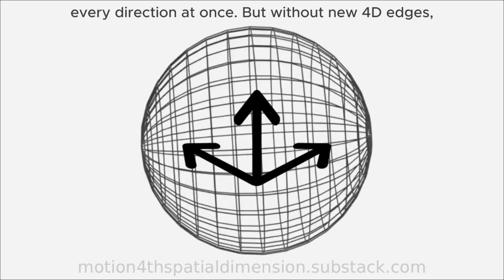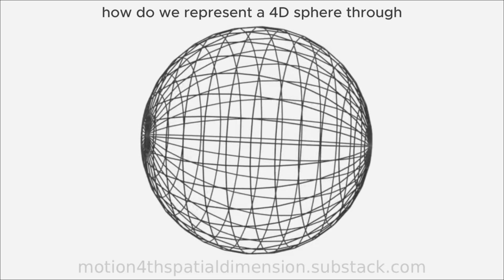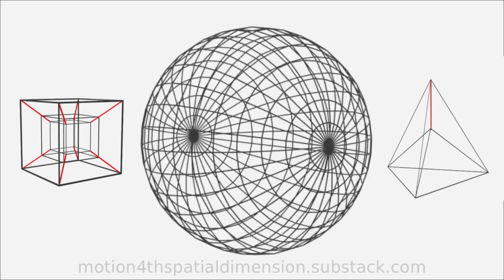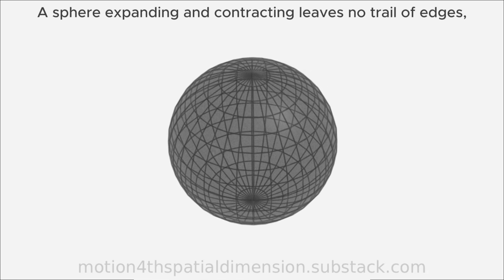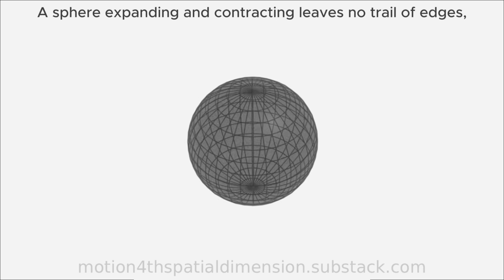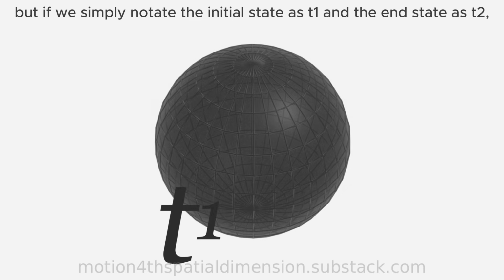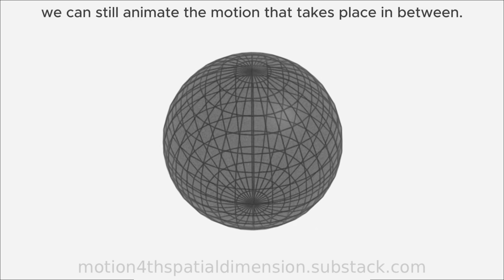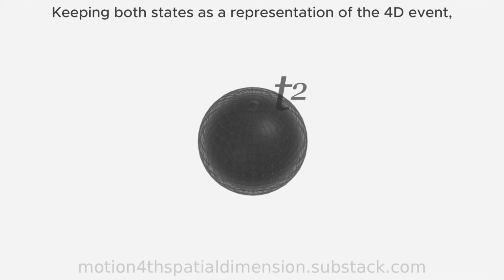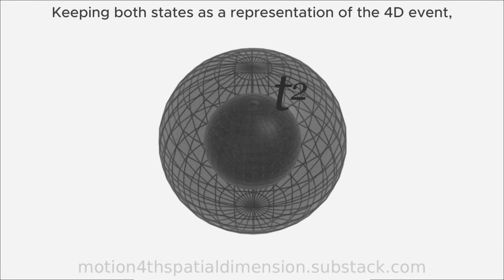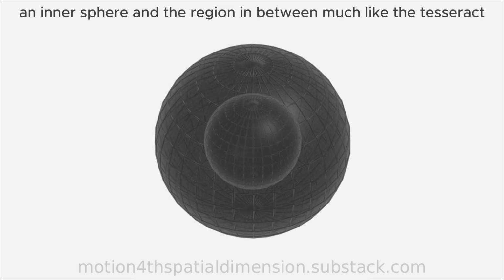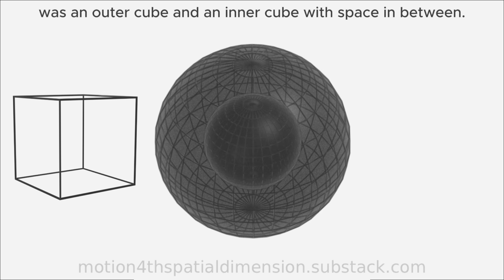But without new 4D edges, how do we represent a 4D sphere through a 3D spacetime map, like the tesseract and pentatope? A sphere expanding and contracting leaves no trail of edges, but if we simply notate the initial state as T1 and the end state as T2, we can still animate the motion that takes place in between. Keeping both states as a representation of the 4D event, we are simply left with an outer shell, an inner sphere, and the region in between, much like the tesseract was an outer cube and an inner cube with space in between.